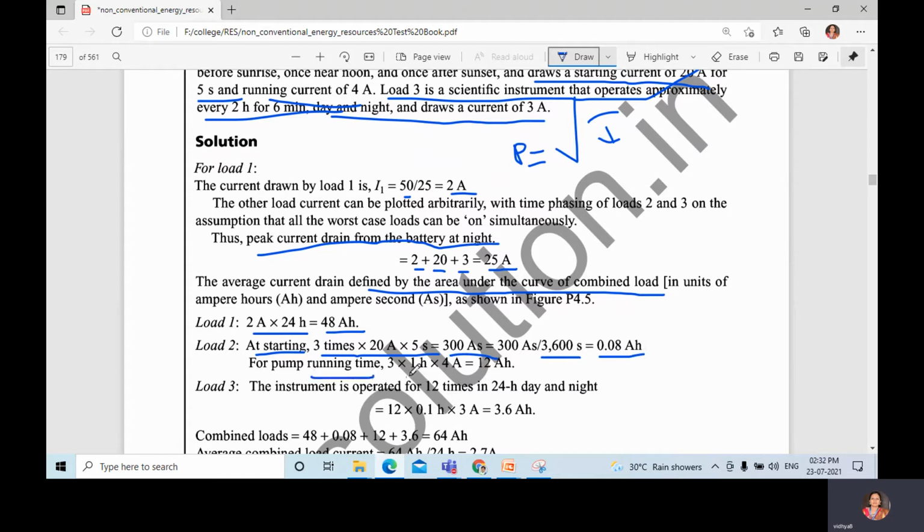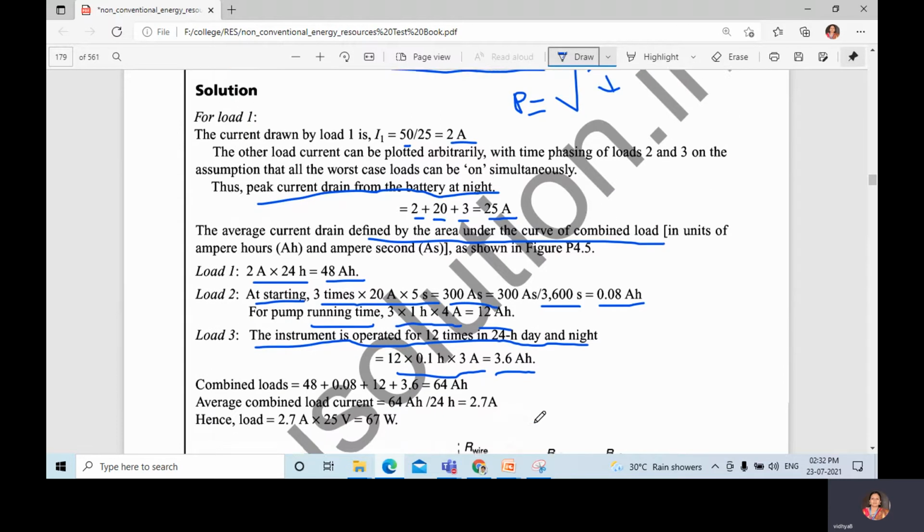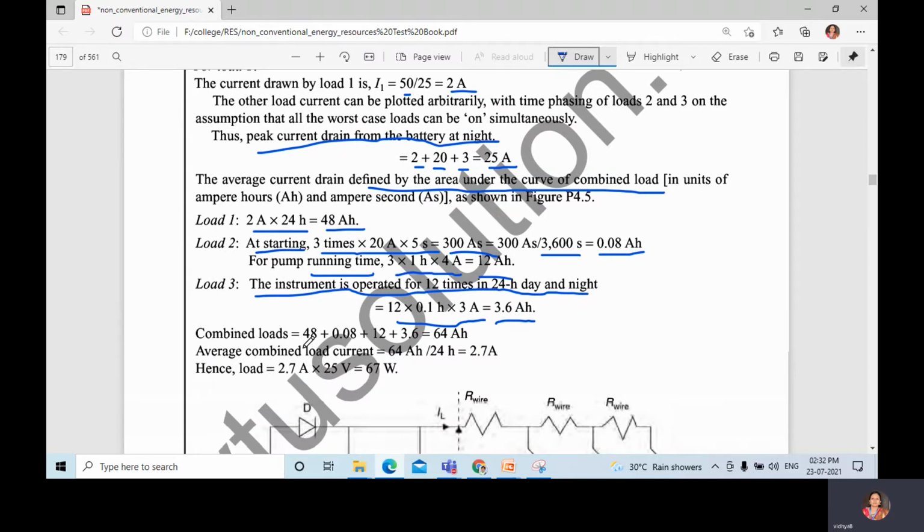For pump running time, that is 3 into 1 hour into 4 amps, equal to 12 amp hours. The third instrument is operated 12 times in 24 hours, day and night. 12 into 0.1 hour into 3 amps, you will get 3.6 amp hours. What about the combined loads? We got 48, 0.08, 12 and finally 3.6. Overall we get 64 amp hours.